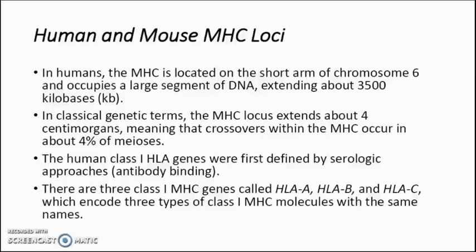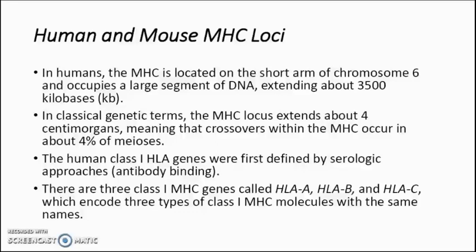Human and mouse MHC loci. In humans, the MHC is located on the short arm of chromosome 6 and occupies a large segment of DNA, extending about 3,500 kilobases. In classical genetic terms, the MHC locus extends about 4 centimorgans, meaning that crossovers within the MHC occur in about 4% of meioses.